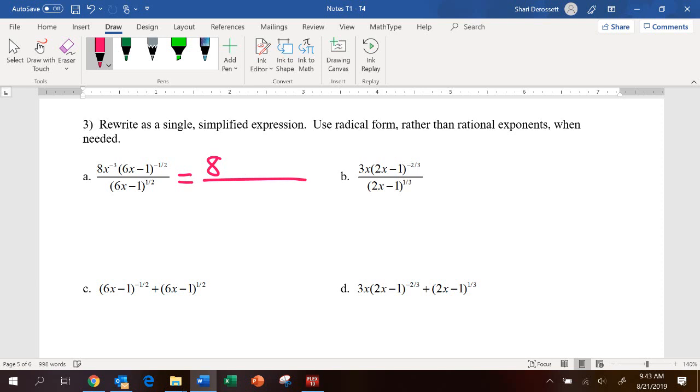The x is going to go to the denominator and become a positive exponent. This down here in the denominator, that has a positive exponent, so it's going to stay where it is. And then here's another factor. It's a negative exponent. So to make it a positive exponent, I'm going to take it to the denominator.